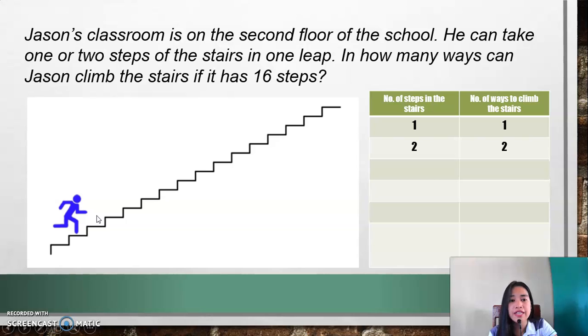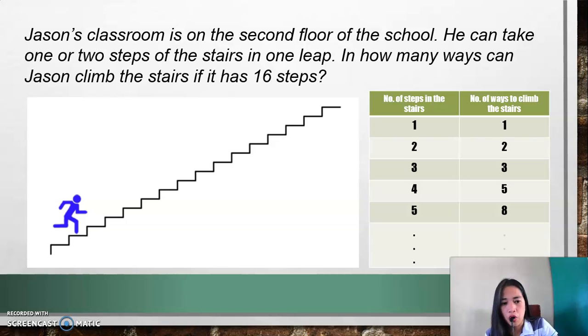How about if there are 3 steps in the stairs? How many ways can Jason climb the stairs? So we have 3. How about if 4? We have 5. And observe the pattern in the number of ways in climbing the stairs. From that, you can get the number 5 by observing the pattern. So we have 1, 2, 3, 5. Observe what happened. What do you think is the number of ways in climbing the stairs if we have 5 steps? Okay, probably there are 8.